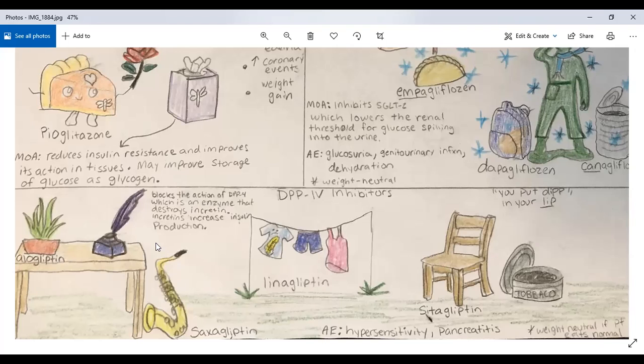And so with this drug, it's going to help prevent those incretins from being destroyed. Therefore, they can still work with insulin to do their job in decreasing blood sugar. So incretin, ink, is shown here with this ink bottle.